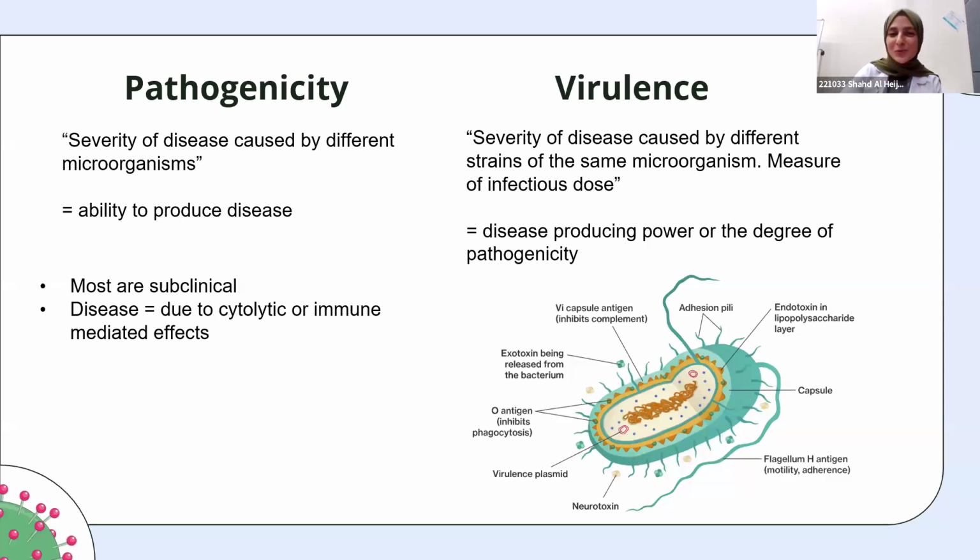Okay, now we can continue with the second half, starting with defining some terms. We have pathogenicity and virulence. Now, pathogenicity is basically the severity of disease caused by different microorganisms. So here, pathogenicity is basically the ability to produce disease. So a pathogenic organism will be able to cause disease in the host, like human, for example, or the host cell. Meanwhile, non-pathogenic will not cause disease.